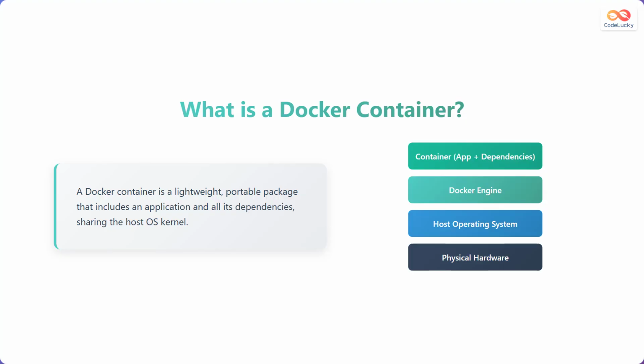Looking at the diagram, at the base layer is the physical hardware, and then the host operating system. The Docker engine runs on top of the host OS, and finally the containers themselves, which contain the applications and their dependencies.